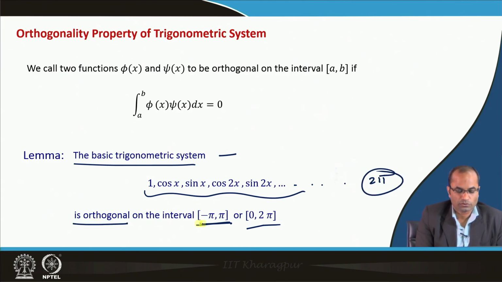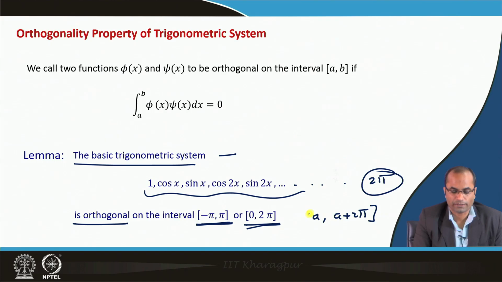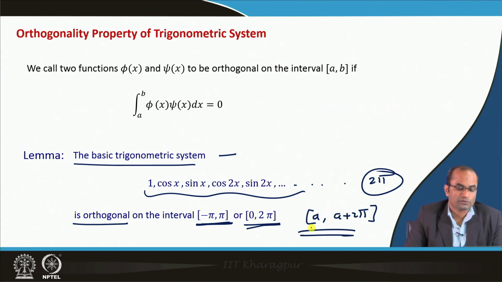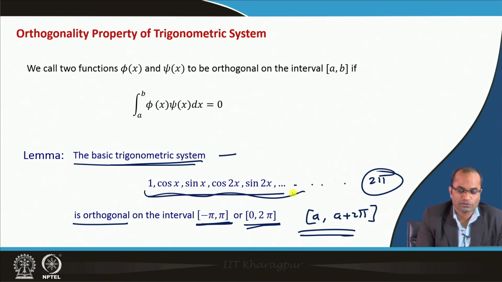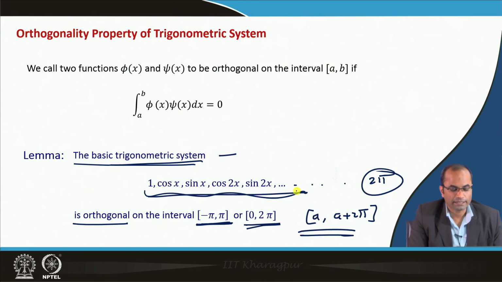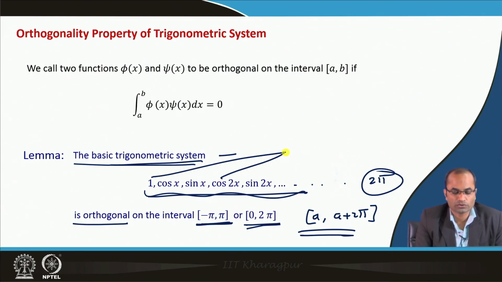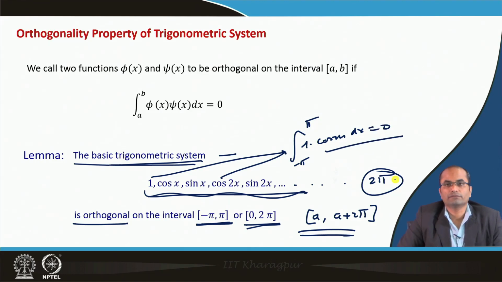So, this is orthogonal on the interval minus pi to pi, or 0 to 2 pi, or any number a we can take, and a plus 2 pi, this is also fine. We will observe that this basic trigonometric system is orthogonal. What do we mean? If we take any two functions from this system, for instance we take 1 and cos 2 x, and integrate 1 into cos 2 x from minus pi to pi dx, this must be 0. This is clearly visible here too, but we will formally prove it in the next slide.